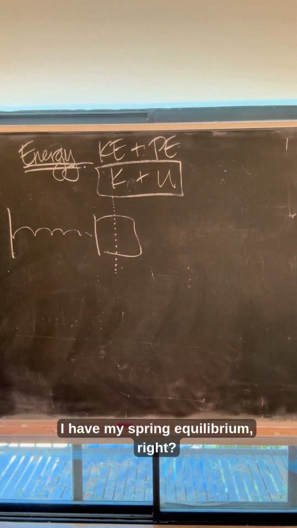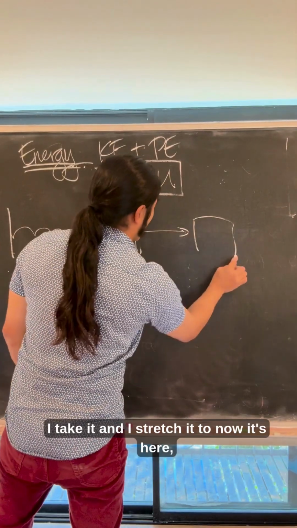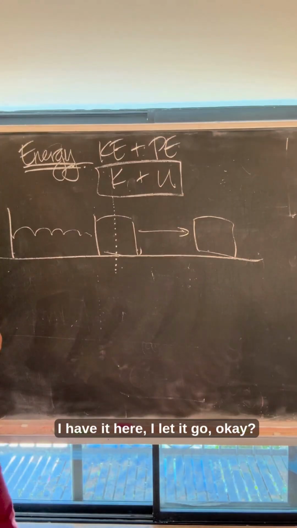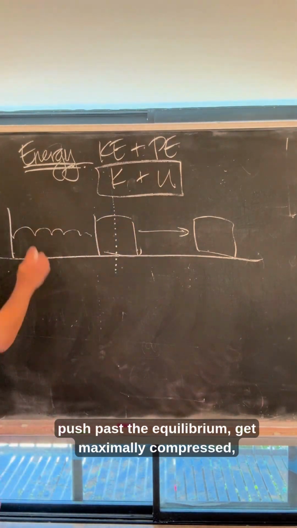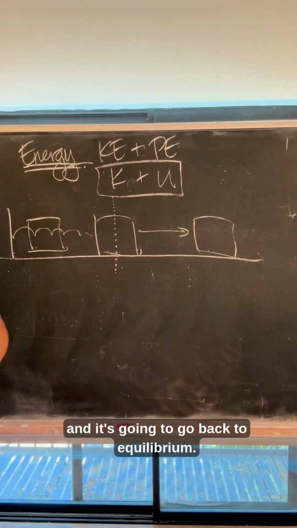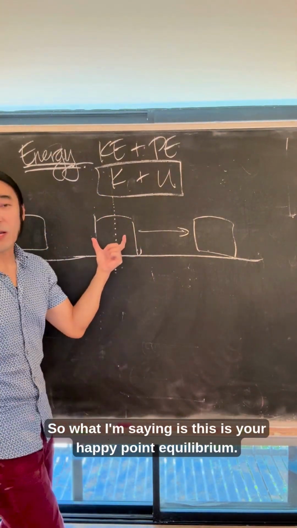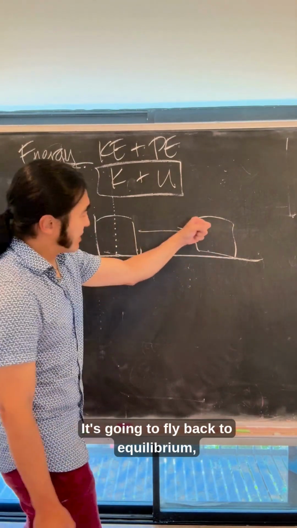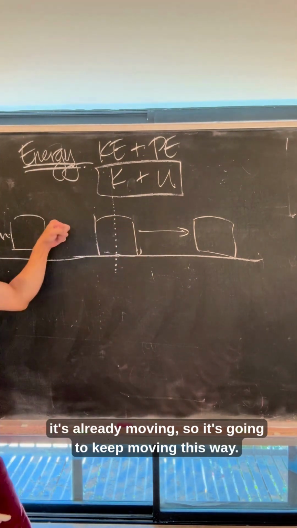I have my spring at equilibrium, right? I take it and I stretch it, so now it's here. So set up as I have the spring, I have it here, I let it go. It's going to go back over to equilibrium, push past equilibrium, get maximally compressed, and it's going to go back to equilibrium. Hopefully this picture isn't confusing. So what I'm saying is, this is your happy point, equilibrium. We stretch it out to some amount, we let it go. It's going to be flying back to equilibrium, but when it gets to equilibrium, it's already moving, so it's going to keep moving this way.